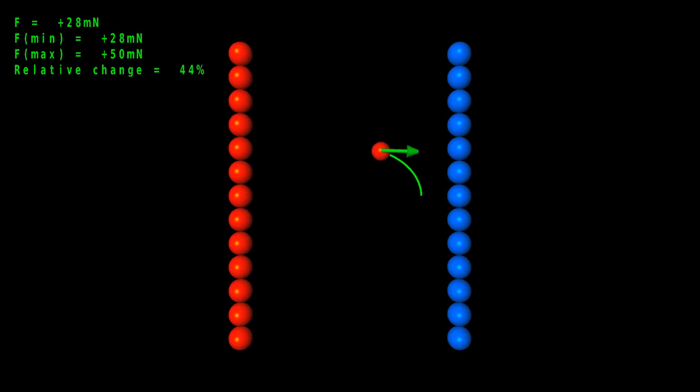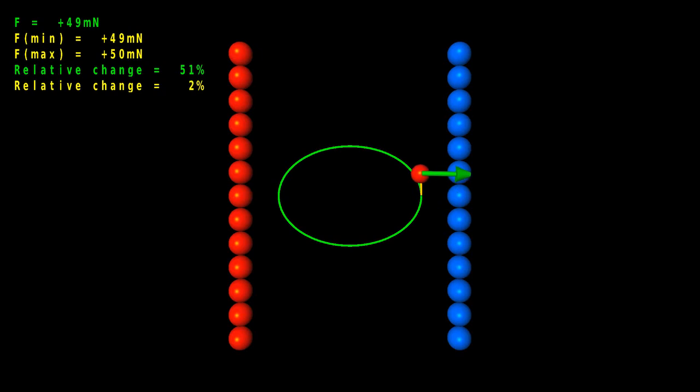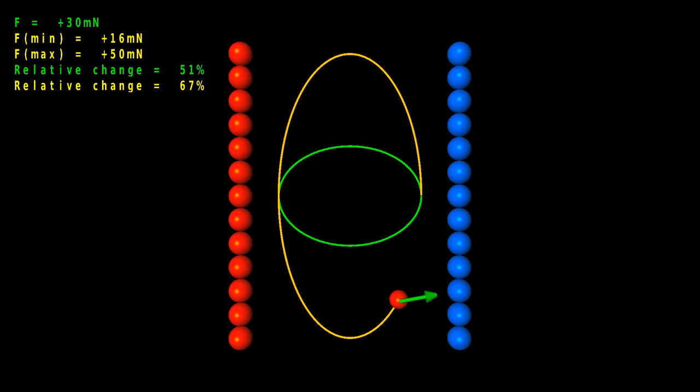A test charge located in the core area of the arrangement is pulled to the right. The magnitude of the force acting on the test charge, represented by the length of the green vector, will rise significantly. We get a variation of 51% in the area enclosed by the green path. That variation in magnitude is larger along the yellow path, running to the edges of the arrangement. We get up to 67%. Furthermore, there is a clear deviation from the horizontal alignment of the force vector at the top and the bottom of this path.